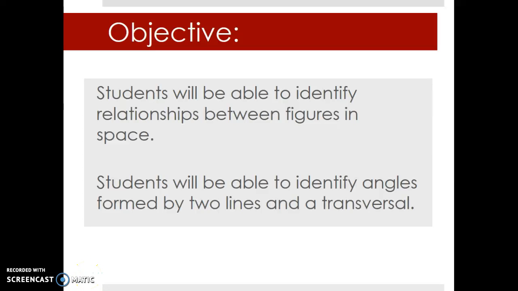Lesson 3.1, Lines and Angles. So what we're going to do in this lesson is we'll be able to identify relationships between figures and space, and we will be able to identify angles formed by two lines and a transversal.